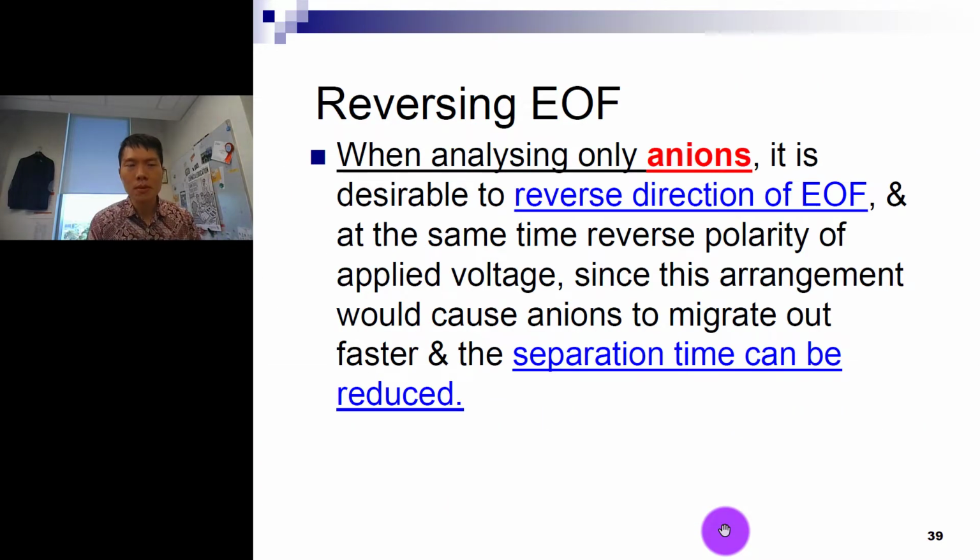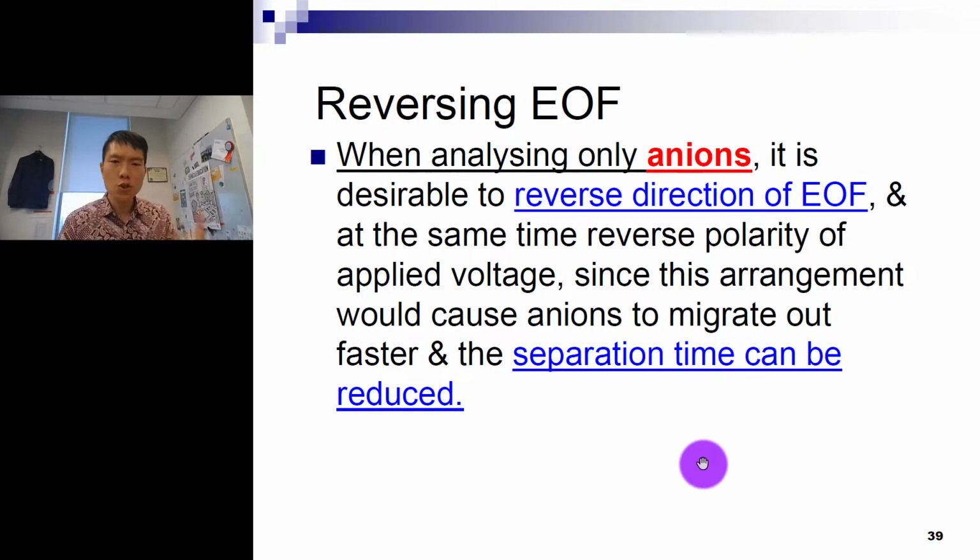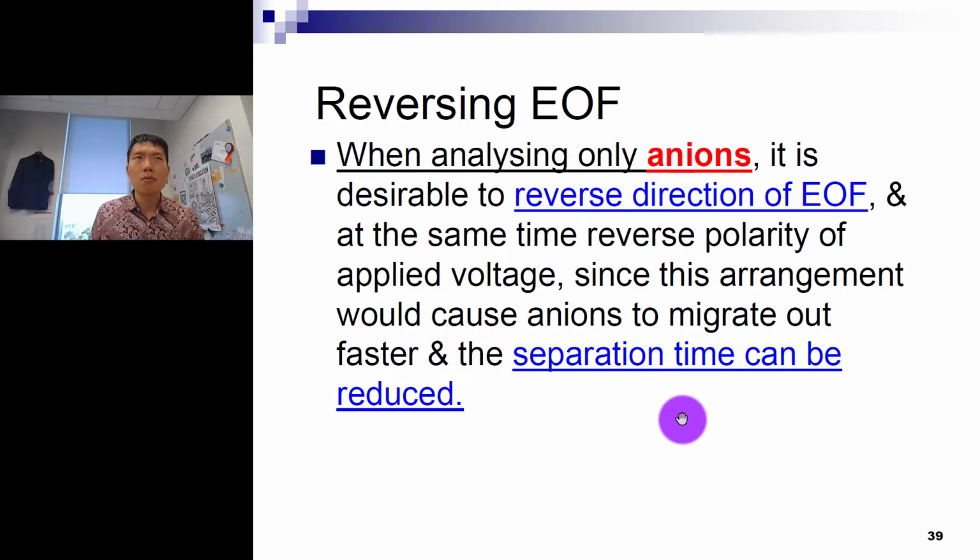Okay. Now, there's something called reversing the EOF, and what is that? When we analyze only anions, suppose you have a pool of fluoride, chloride, sulfate, carbonate in the sample, just anion separation, it is desirable to change the direction of the EOF, at the same time change the polarity of the applied voltage. Instead of a positive 30 kilovolt, we change to negative 30 kilovolt. So the magnitudes are the same. But why change it? Because of the direction, it will cause the anions to migrate faster so that we can reduce the separation time.